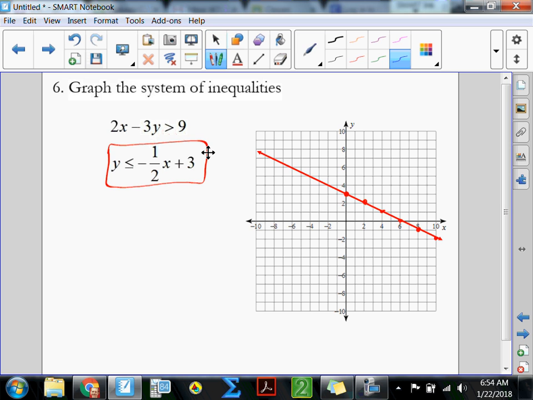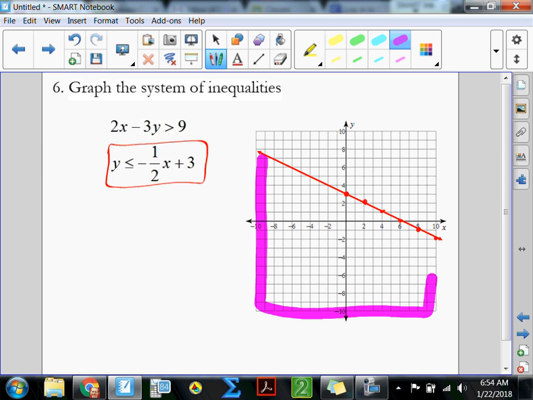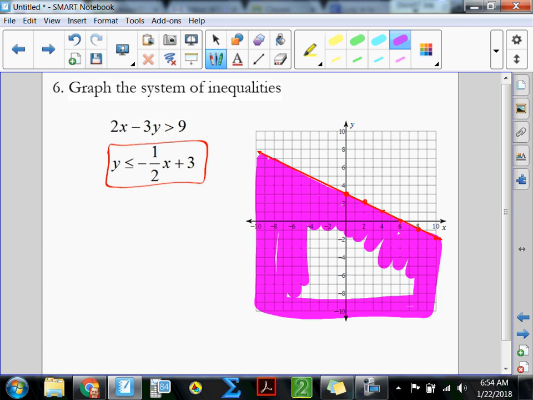It is less than or equal to, so that's going to be shaded below the line. So that's going to be all this space down here, all the space below the line. Let's shade that in pink because I don't have a red highlighter. Now I also need to graph the top equation, or inequality, and then we'll shade that one in blue and see what happens.